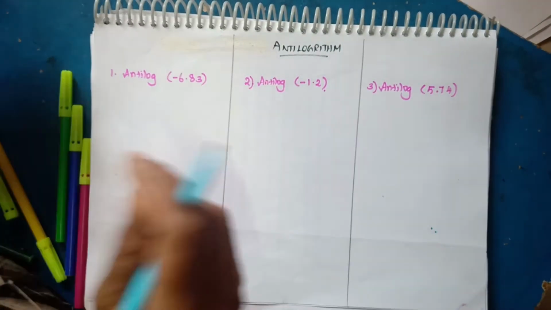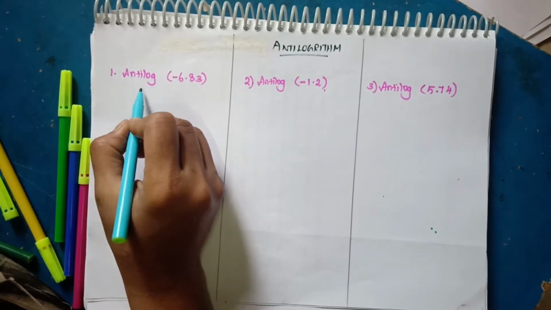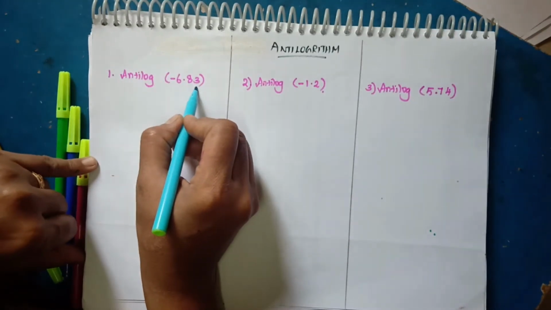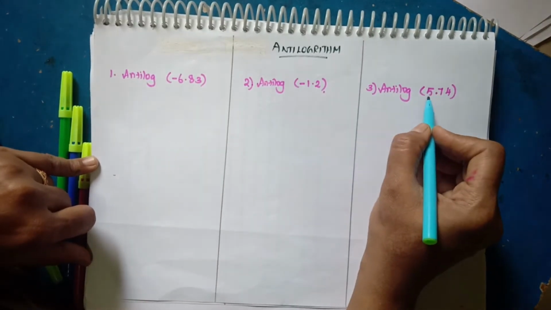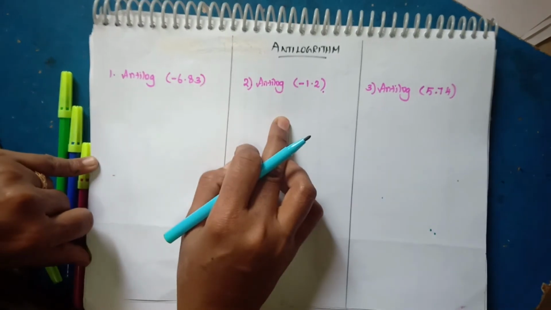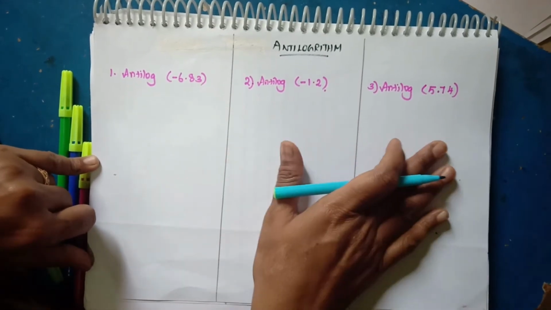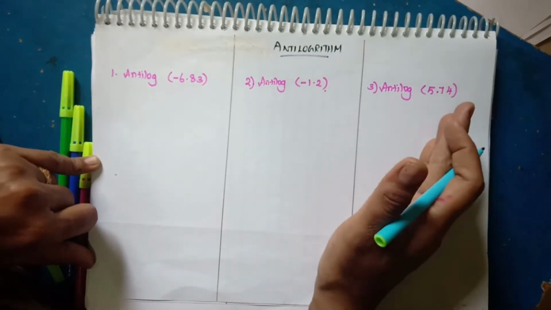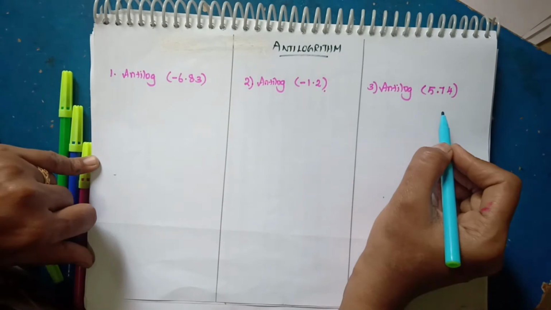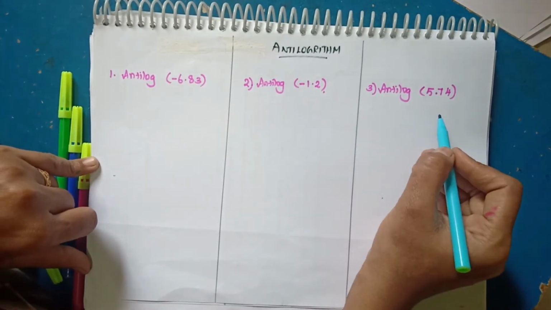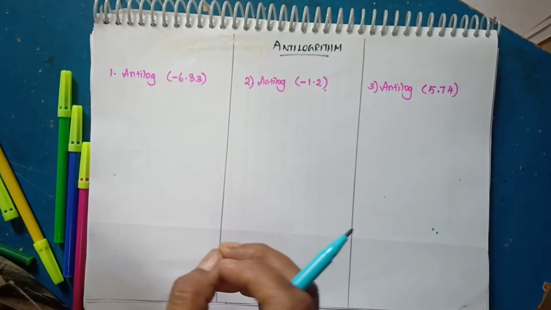You can see, we can go and do the examples. Okay, the first example is anti-log of minus 6.83. Second one is anti-log of minus 1.2. Third one is anti-log of 5.74. So first two are with the negative values and the third one is with the positive value. So we should know how to solve both types of problems, positive values and negative values. First I will give you the answer for the negative values and then we'll see the positive. The positive is very easy to bring the answers and the negative one a little more difficult. I will make you understand as best as possible.